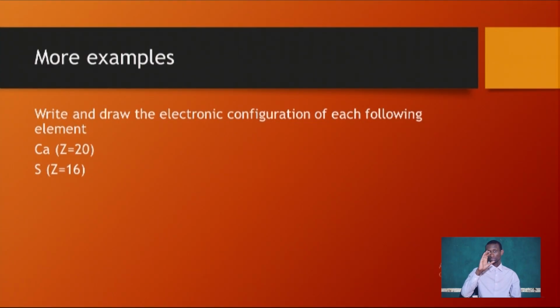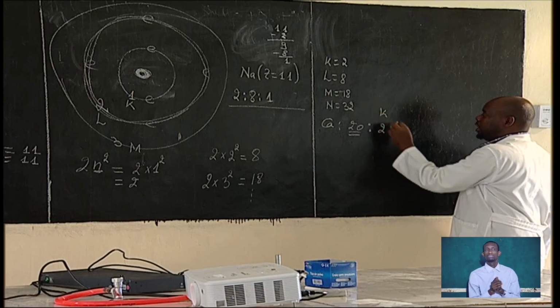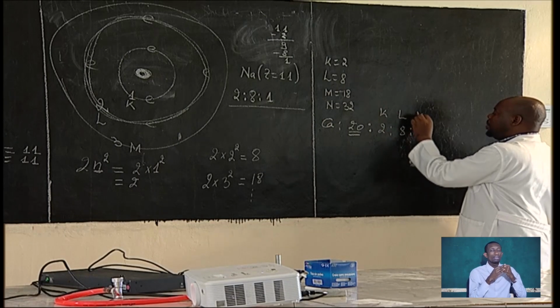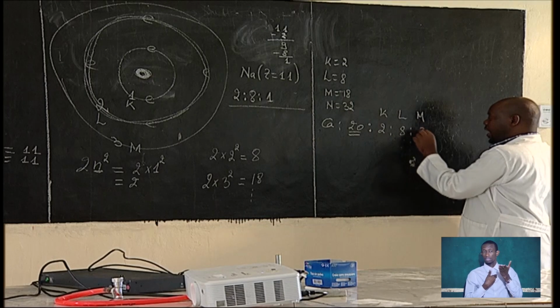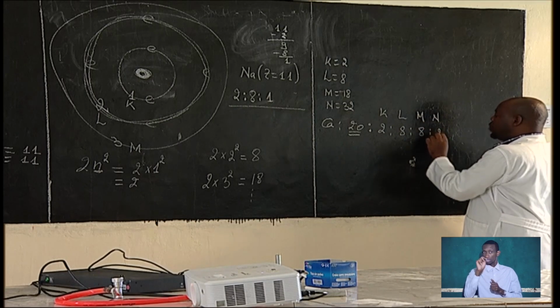Calcium has 20, the atomic number. So the number of electrons is 20. So we have 2 in the first energy level, K. L contains 8. M contains 8. And for N, we have 2.